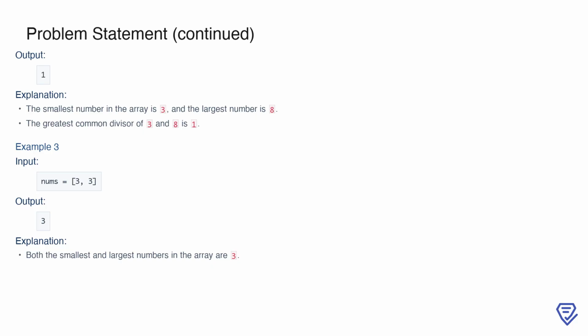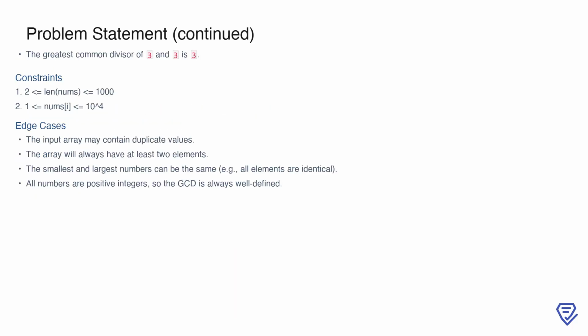For another scenario, if the array is 3, 3, where all elements are the same, both the smallest and largest numbers are 3. In this case, the GCD of 3 and 3 is simply 3, which is what we return as the output. To summarize, the problem includes a few important constraints. The input array will always have at least two elements, and all elements are positive integers, ensuring that the GCD is always well defined. The array can contain duplicate values, and it's also possible for the smallest and largest numbers to be the same, as we saw in the example, 3, 3.